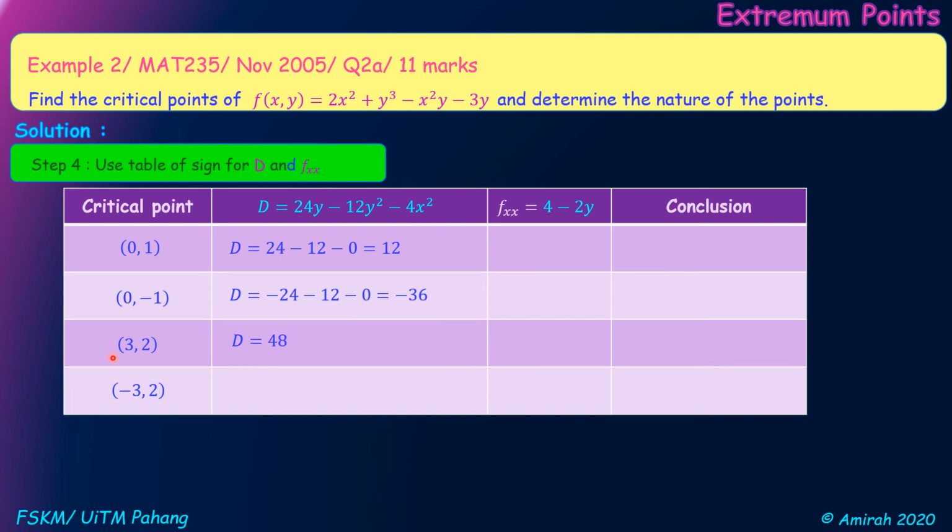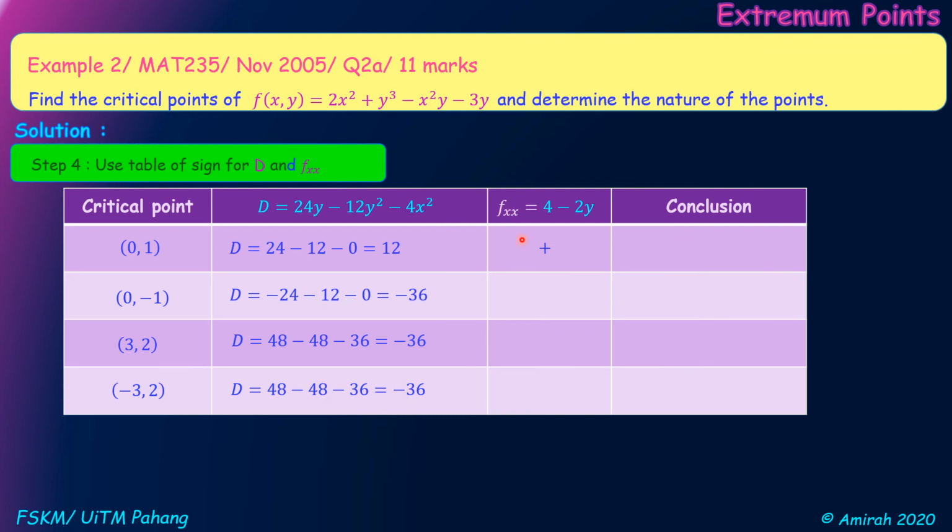Then for critical point 3, 2, our D, when we substitute here, we get negative here. And for critical point negative 3, 2, when we substitute y equals 2 and x equals negative 3, we get this value.